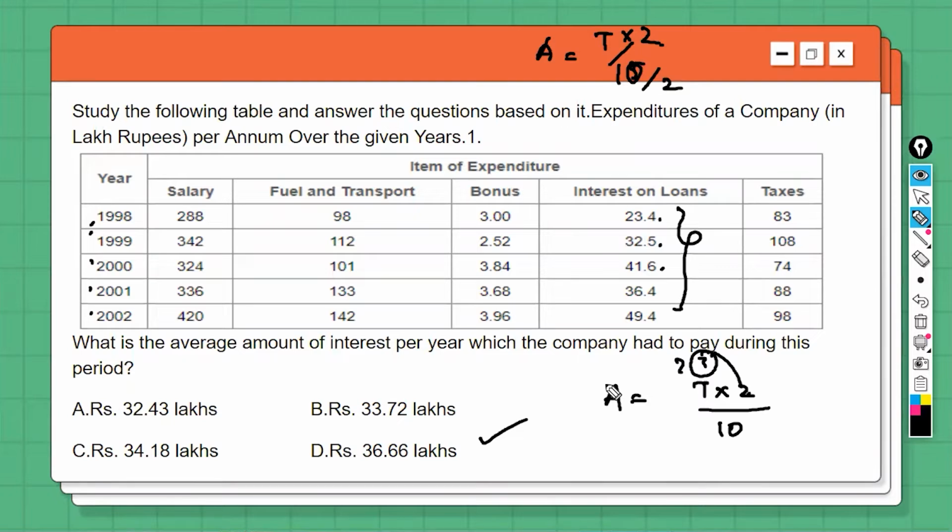Sounds easy, guys? I'm not asking you whether you have understood it or not, but does this method sound easy? Yes, no?